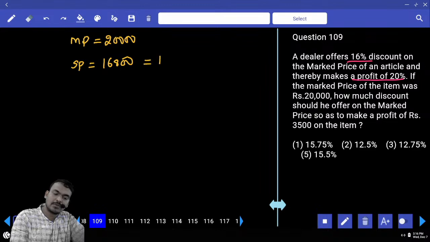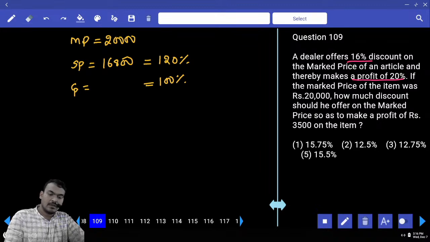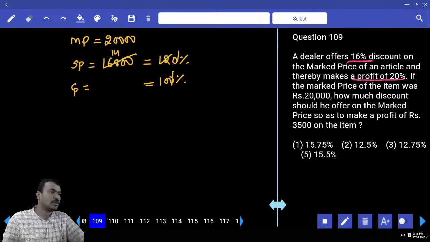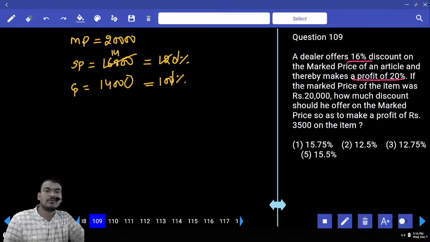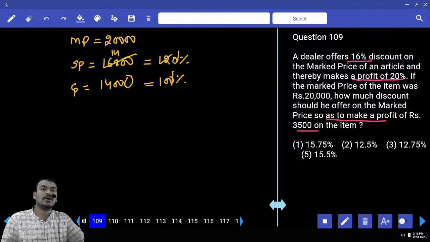20% profit means selling price is how much? 120%. Then we get the 100% value. That 100% represents cost price or selling price? Cost price. The zeros cancel. 12 how many times? 14 times. 1400 into 10 is nothing but 14,000. That is cost price or selling price? Cost price. Again it is sold at a profit of how many rupees?